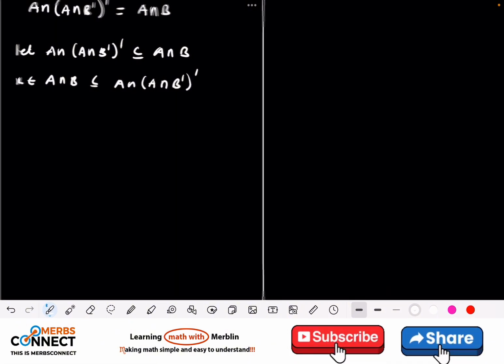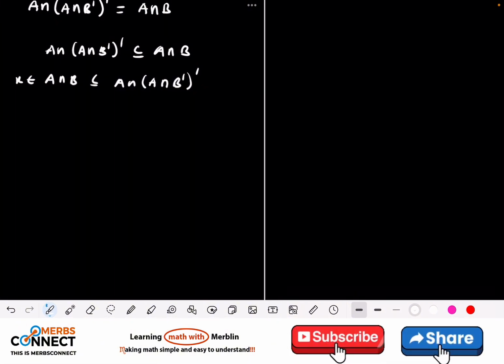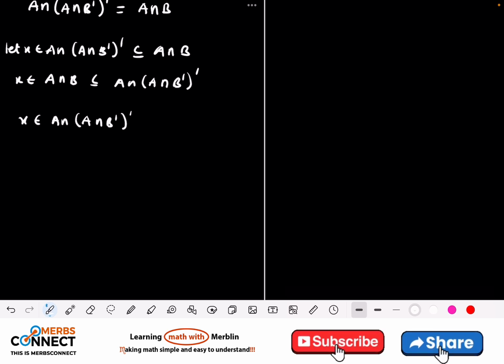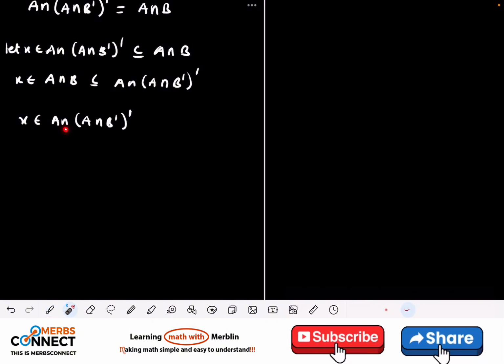This should be: let x belong to this, and we need to have x belong to this as well. So let's start with x belongs to A intersect B prime. This is going to be so exciting. I can't imagine how this is going to be. Okay, let's get through. We have two terms here: this is in the bracket, so this is one term, and you have another term here. So this can be written as x belongs to A and x belongs to (A intersect B complement) complement.